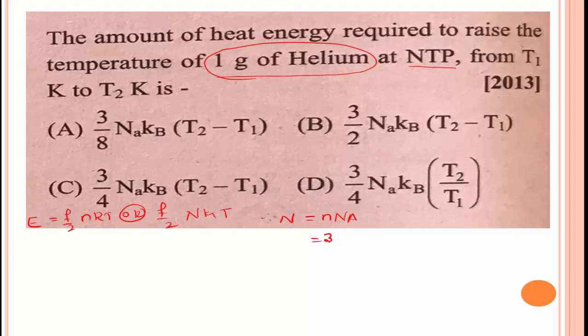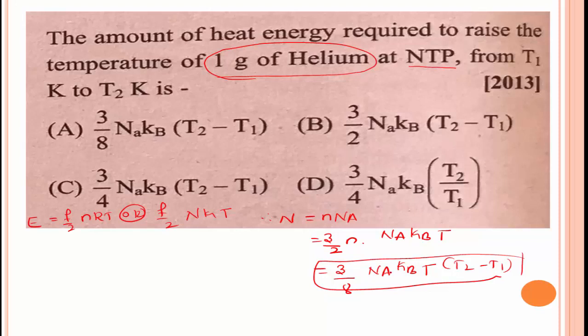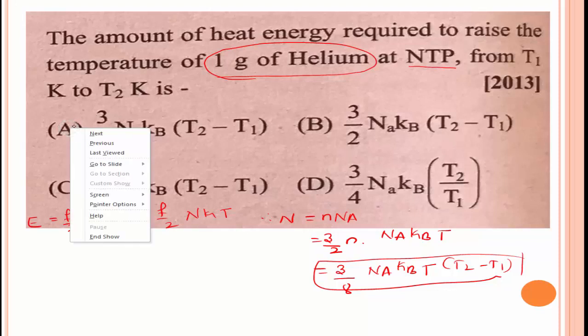Using this formula, the amount of heat energy required to raise the temperature of 1 gram of helium is 3 by 2 into n into Na into the Boltzmann constant Kb into T. Therefore, for the helium atom, that is 3 divided by 2 into 4, 8, 3 by 8 Na Kb into T2 minus T1, which is the correct answer. This problem is based on the law of equipartition of energy theorem, and the option A is the right answer.